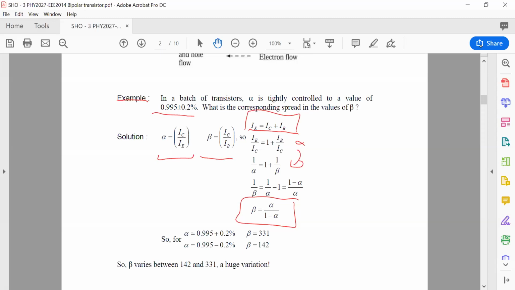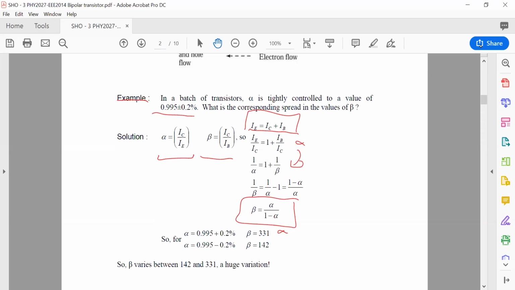And so for your maximum value of alpha, which is 0.995 plus 0.2%, you get a beta value of 331. These don't have units, they're just ratios. However, for your minimum value of alpha, you're going to get a beta of 142. So that's a massive variation, despite alpha appearing to be very well controlled at 0.995.